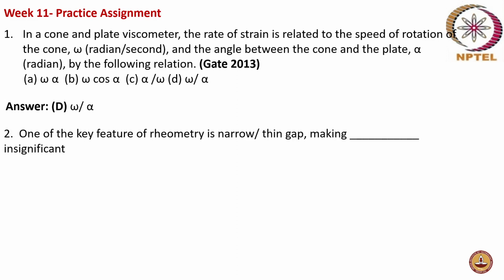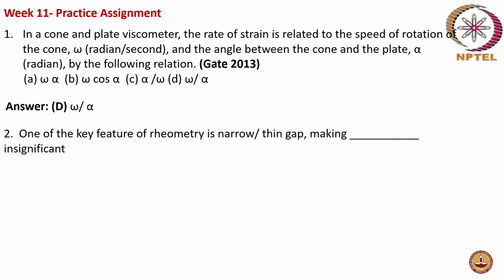One of the key features of rheometry is a narrow or thin gap. What does this narrow or thin gap do? What does using a thin gap make insignificant? When I was discussing the recap, I was saying that rheometers use thin gaps, whether it is a cone and plate or parallel plate, right? So why are they using the thin gap?